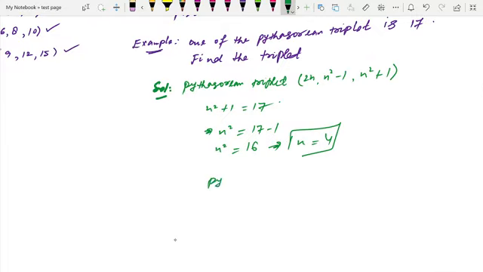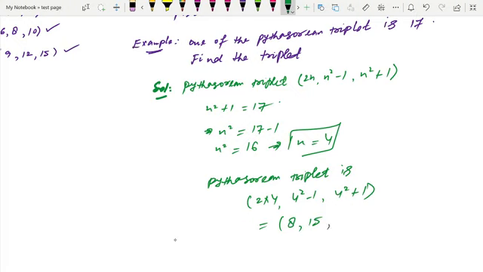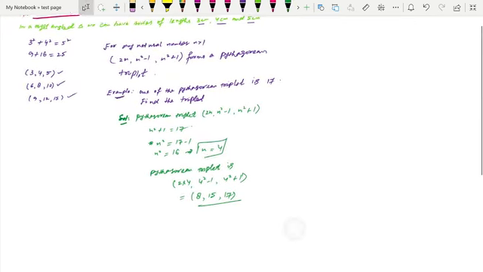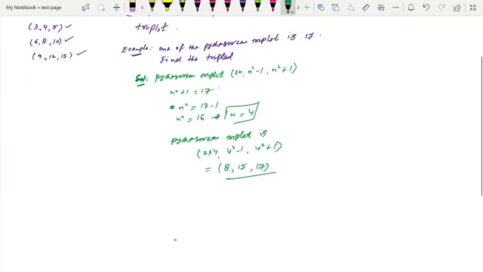Then what is our Pythagorean triplet? Then our Pythagorean triplet is 2n, that is 2 into 4, 4 square minus 1, 4 square plus 1, correct? That is 8, that is 15, and that's 17. This is our Pythagorean triplet. Now let's take a second example. Let's take one more example to understand.